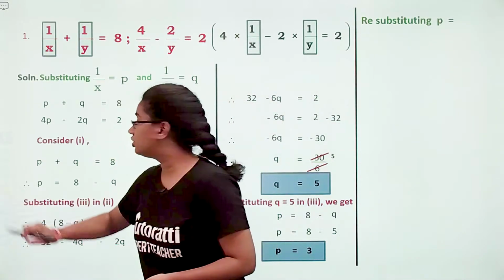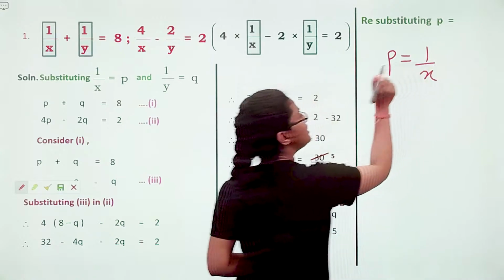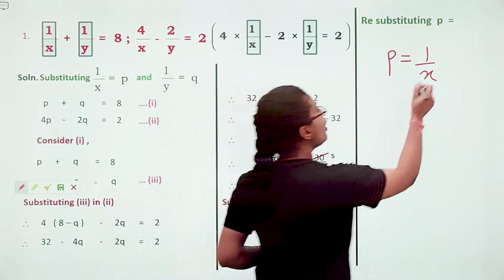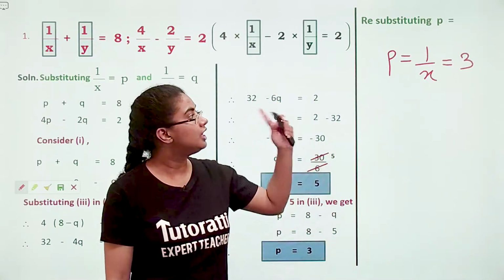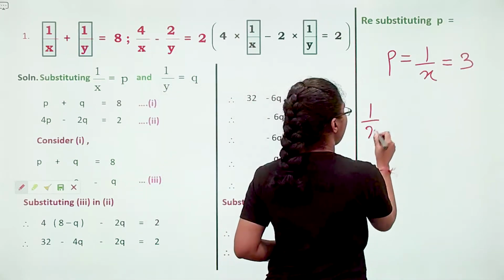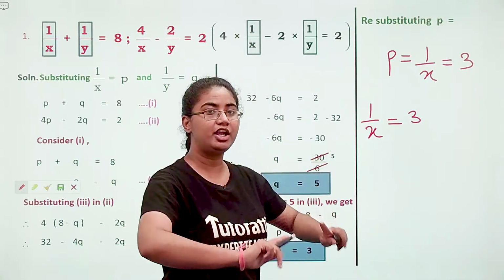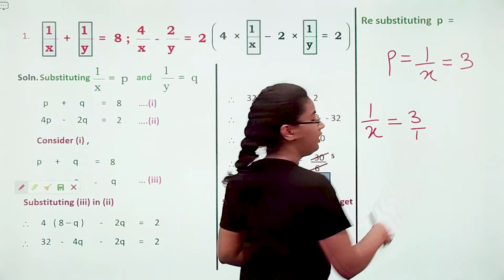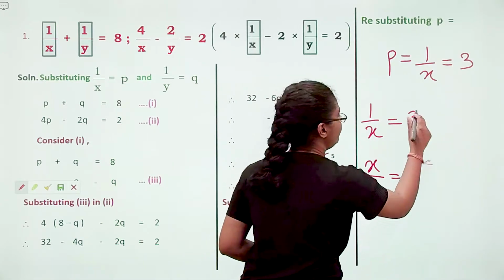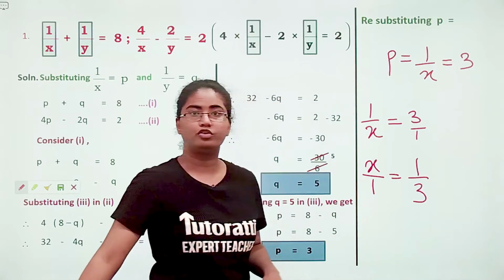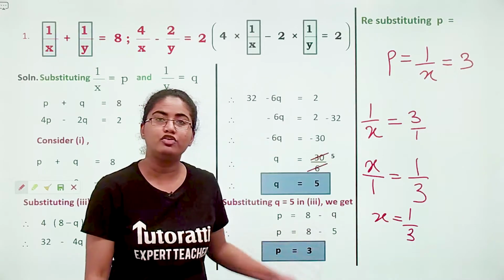So how do we do this? Let us quickly see. P is equals to 1 upon X. ये substitution था हमारा. And we obtain the value of P as 3. Let us solve this. 1 upon x is equals to 3. We take invertendo. या फिर taking multiplicative inverse of both the terms. So 1 upon x becomes x upon 1 and 3 upon 1 becomes 1 upon 3. तो x का value क्या आ गया? 1 upon 3.